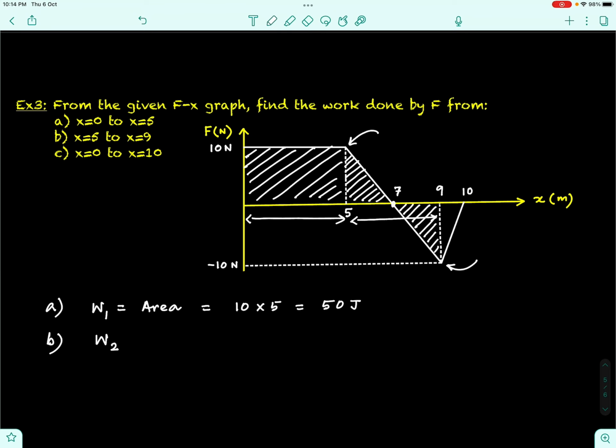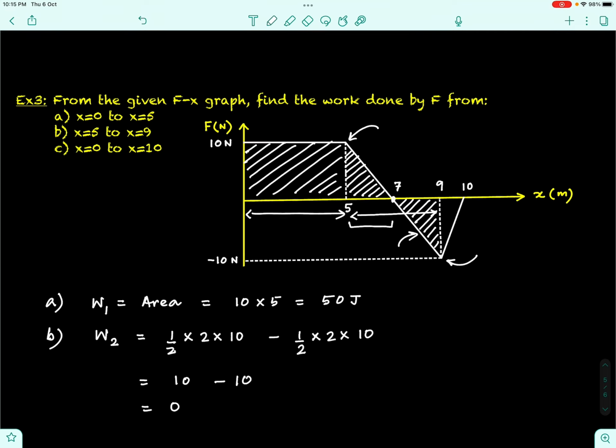So, can we say the second work done will be half into the base length, which in this case for the first triangle will be 7 minus 5, that's 2, into the height, which is 10 newtons, so 10. This is the first area, the positive area. Subtracted from this, the second area, which by the way comes out to have the same magnitude: half into the base, which is 9 minus 7, 2, times the height, 10. So, it comes out to be the same, 10 minus 10. Both the areas are of the same magnitude, and hence the work done comes out to be 0 for the interval 5 to 9 meters.